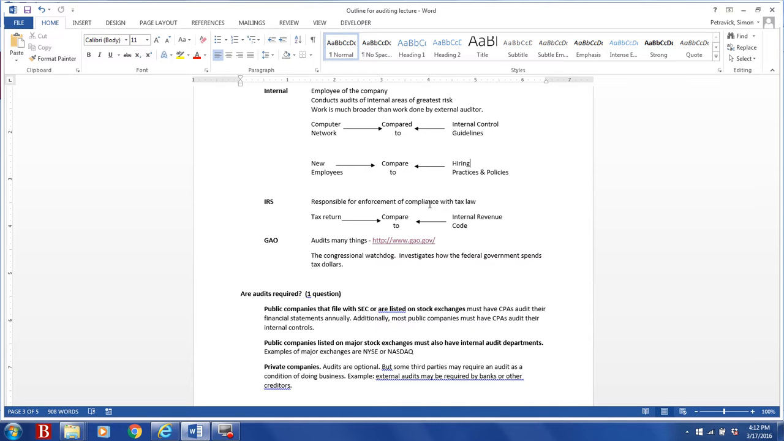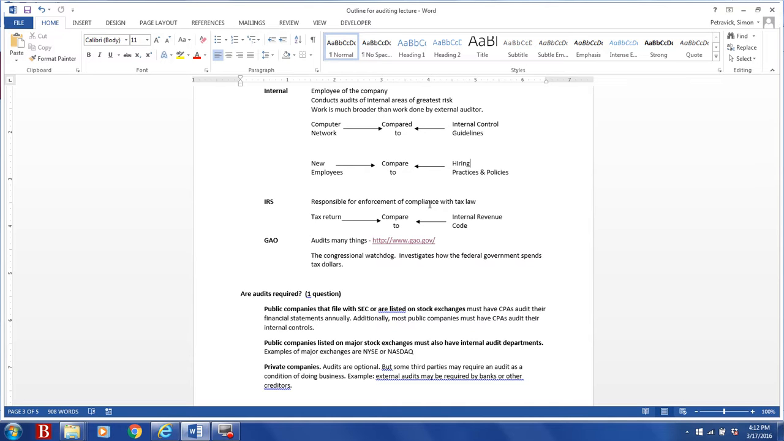So for example, when we do the IRS research next week, we'll look up the definition of income and what can be excluded from income. And so if something is missing from the tax return that fits the definition of income, that should or could come up in the audit.